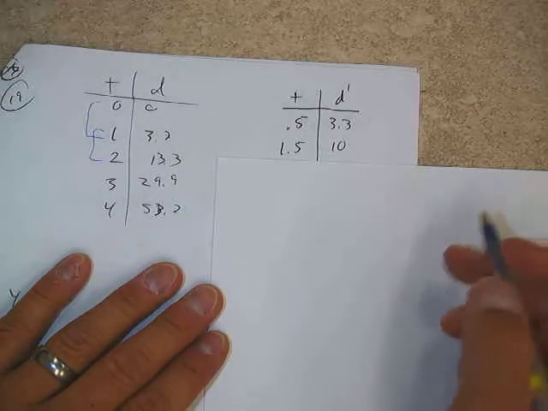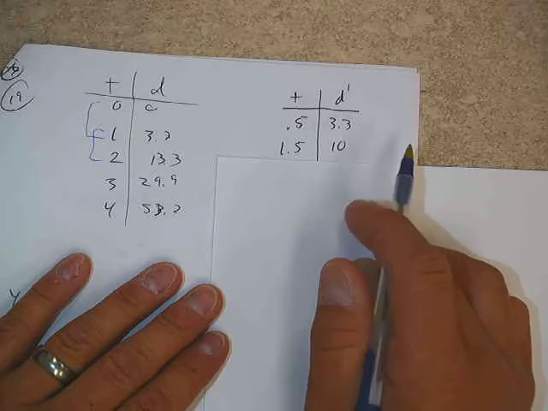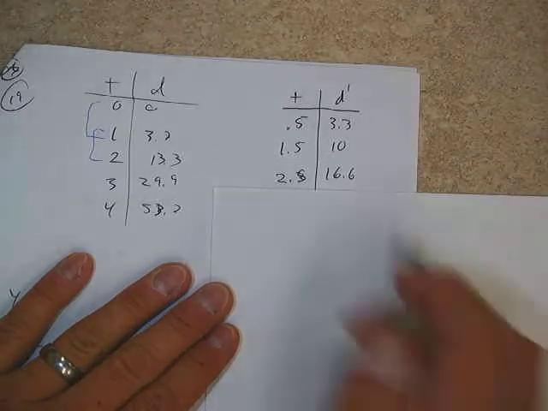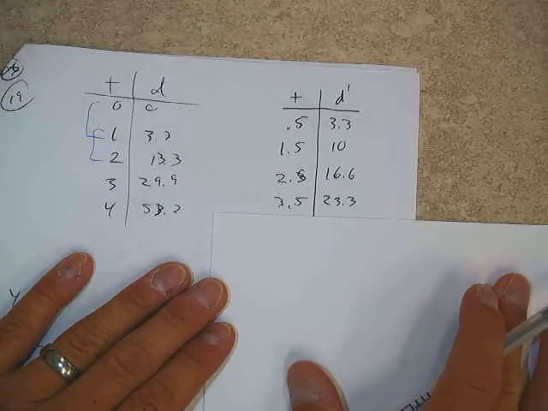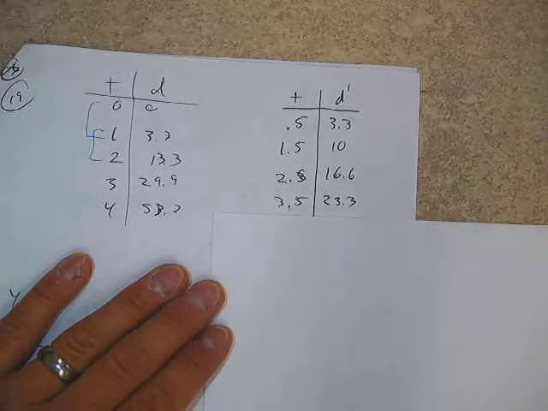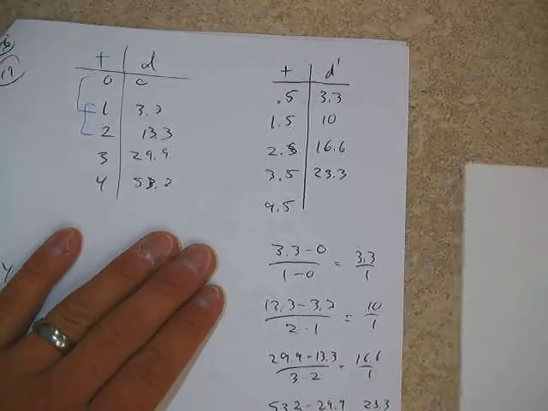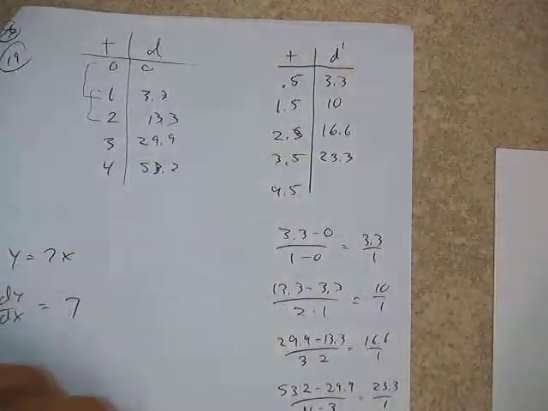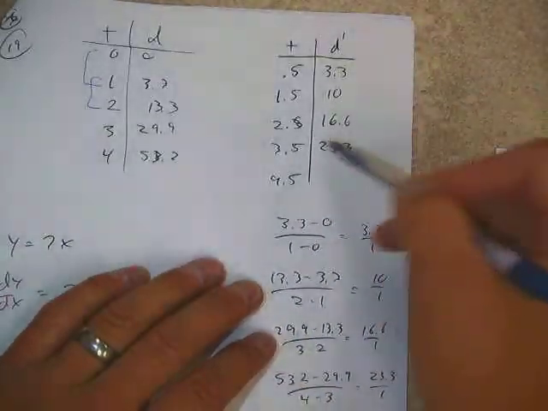The next 2 points. So I'm just going to go through and do it with the next 2 points, and I got 10 this time because I did the second data point, third data point, if you will. 13.3 minus 3 is 10. 2 minus 1 is 1, so 10 over 1 is 10. Okay, and so we can go through this process, 2.5, and then do 29.9 minus 13.3 divided by 1. We get another point, 3.5, and then 53.2 minus 29.9.